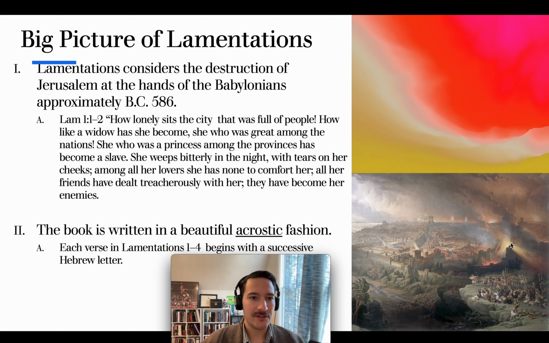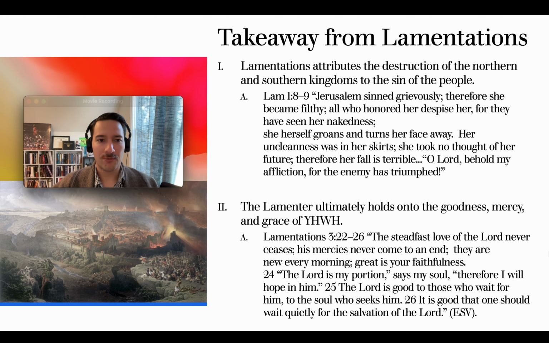What's interesting, though, is that Lamentations is written in a beautiful acrostic fashion. That means that each verse in chapters 1 through 4 begins with a successive Hebrew letter. Verse 1 begins with the letter Aleph, the first letter in Hebrew. Verse 2 begins with the letter Beit, the second letter. So chapters 1, 2, 3, and 4 are all acrostic. There has been a lot of thought given to this book, and beautiful literary features that we don't often consider with Hebrew literature are very apparent in it. So what are some big takeaways here with Lamentations?